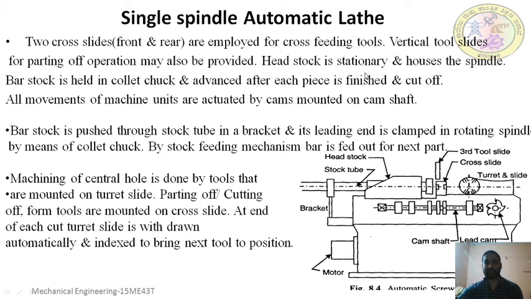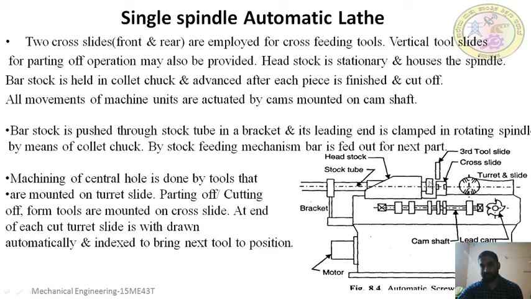The headstock is stationary, and it houses the spindle. Bar stock is held in the collet chuck and advanced after each piece is finished. So it is used for holding the bar stock. This is the bar stock. Bar stock is nothing but the workpiece. This headstock is used for advancing the bar stock after the completion of one complete operation.